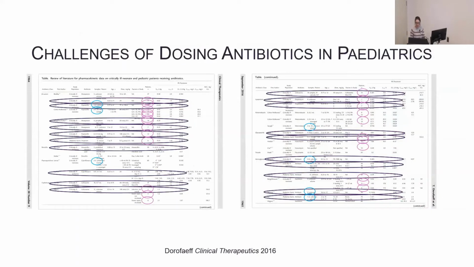And so the challenges of dosing antibiotics in paediatrics. So in 2016, we looked at all of the studies that had been performed in critically ill paediatric patients. And we found that there were 20 studies in paediatric patients and 13 in neonatal patients. The large purple circles there are the paediatric patients. 40% of the studies that had been performed had a patient cohort of less than 15. And some of the studies collected only 1 or 2 blood samples per patient.